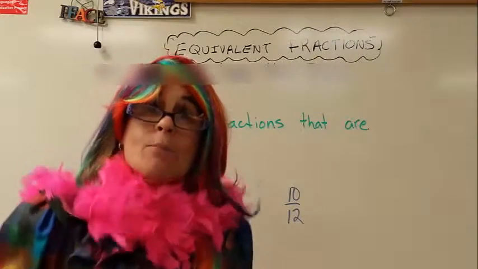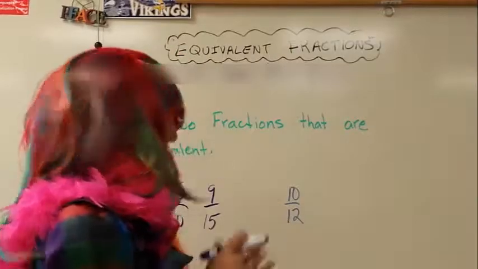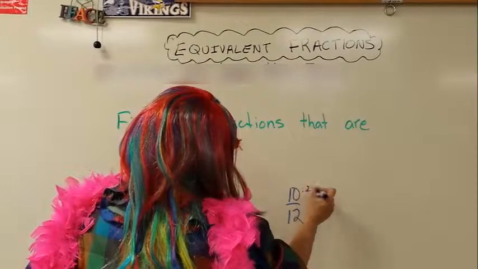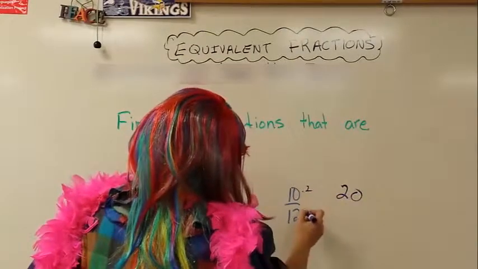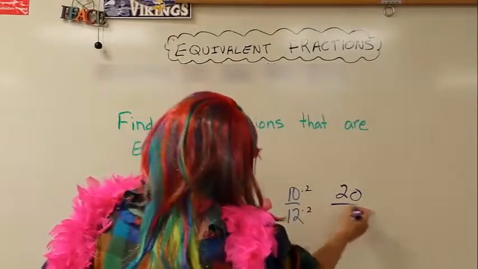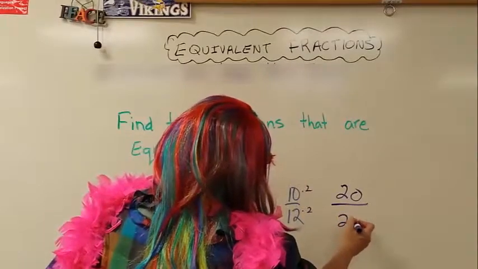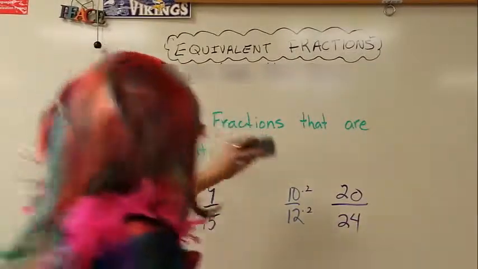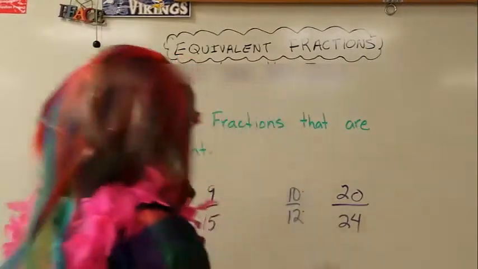Okay, we're back. So what did you do? I hope you did easy peasy lemon squeezy. And you said 10 times 2 is 20, and 12 times 2 is 24. Did you get 20/24ths? Well, good. Let's try another easy peasy.